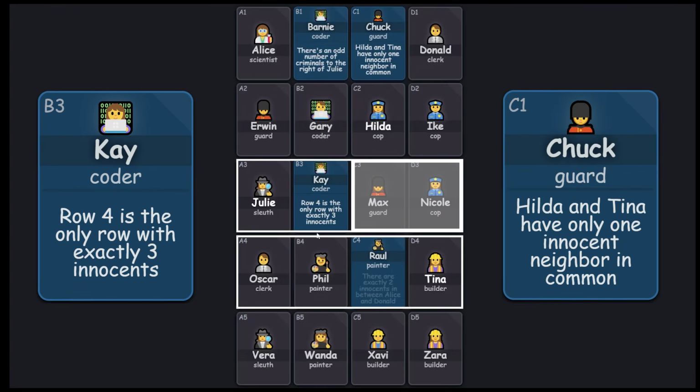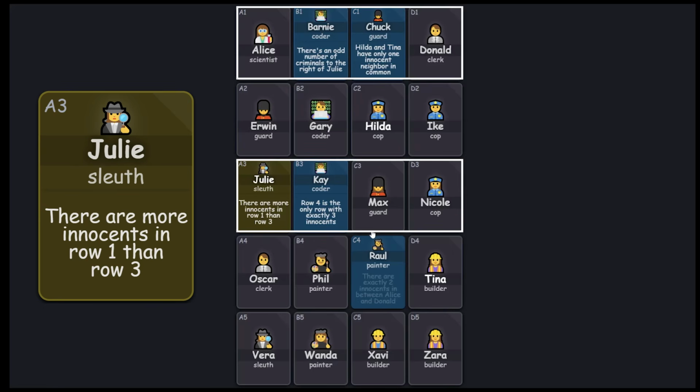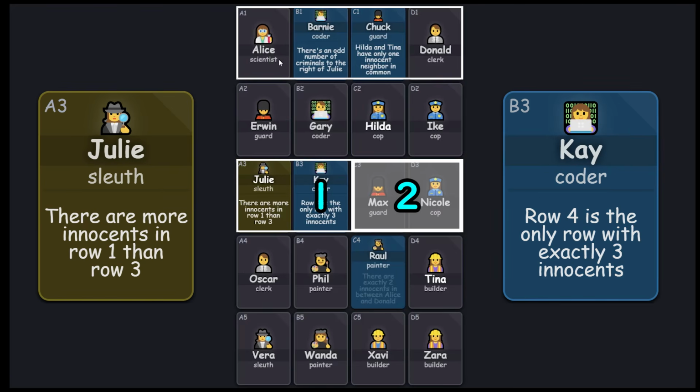Row 4 is the only row with 3 innocents. Mark Julie as a criminal. There are more innocents in row 1 than row 3. Row 3 has 2 innocents, and row 1 cannot have 3 innocents due to K's clue. Therefore, everyone in row 1 must be innocent.